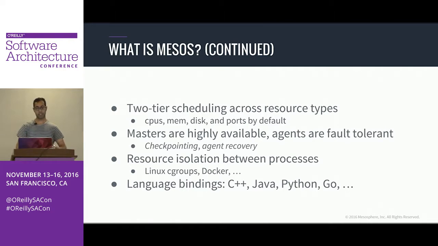So MESOS has this idea of 2-tier scheduling. I won't go into that too much, but the idea is that MESOS doesn't know how your application wants to deploy itself, right? So if you're deploying a very simple application, that's easy enough, right? I have 10 instances of this application. I want to run 10 of them. MESOS will go and run 10 of them.